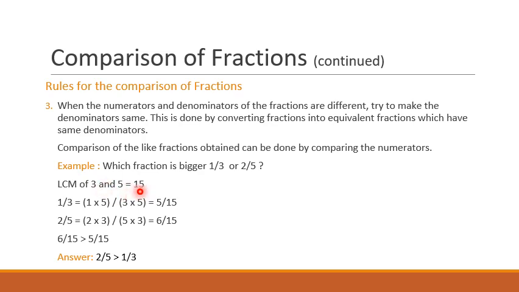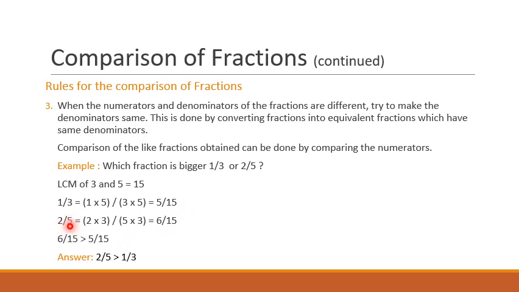Now we have to make equivalent fractions with denominator 15. To make 3 into 15, I have to multiply it by 5. So let's multiply this fraction by 5. We will get 1 into 5 by 3 into 5, that is 5 by 15.